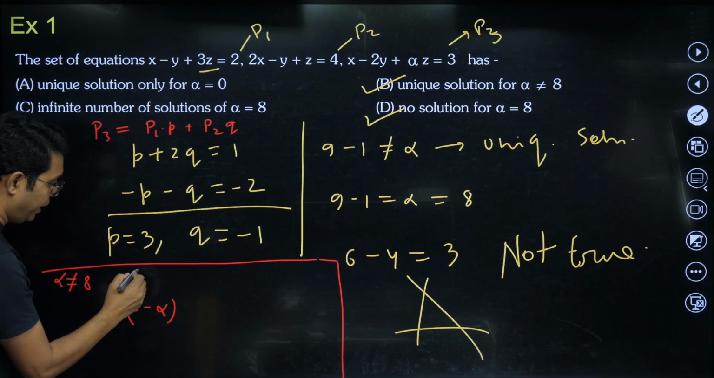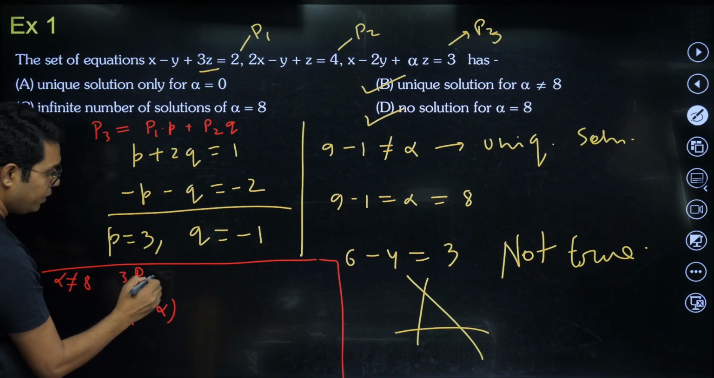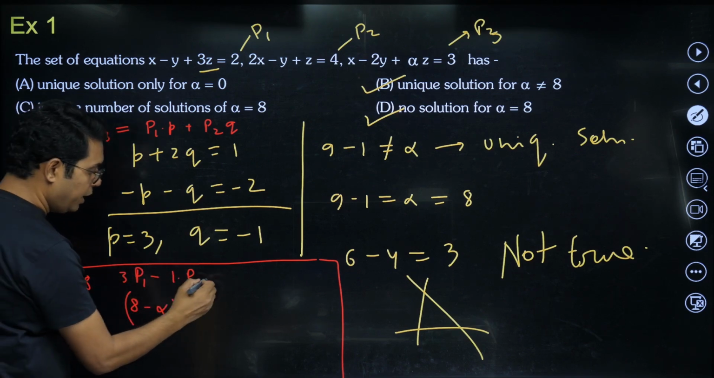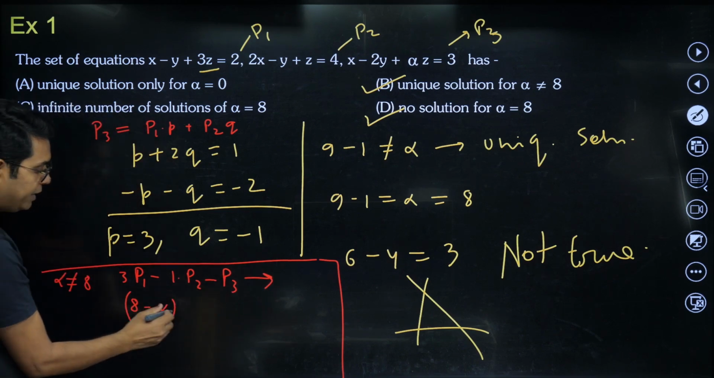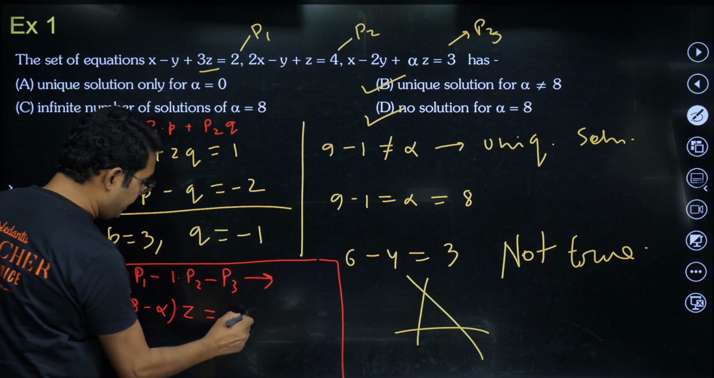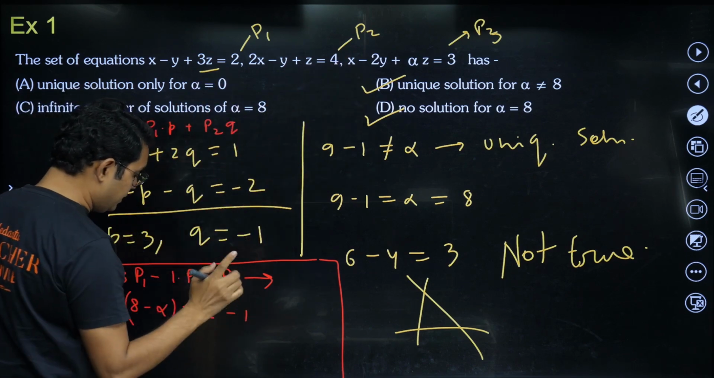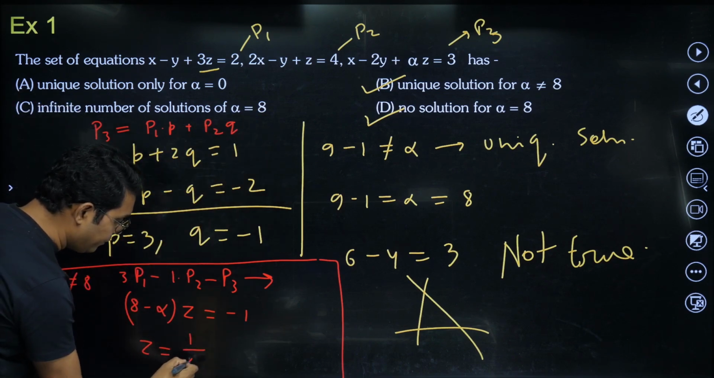What I have done, let me write it here. I have multiplied P1 with 3, P2 with -1, and minus P3. So this is giving me 8 minus alpha into Z. And on the right hand side, you can check it will be -1, because 3 into 2, 6, 6 minus 4, 2, 2 minus 3, so -1. So you can see we have obtained the value of Z by doing this.